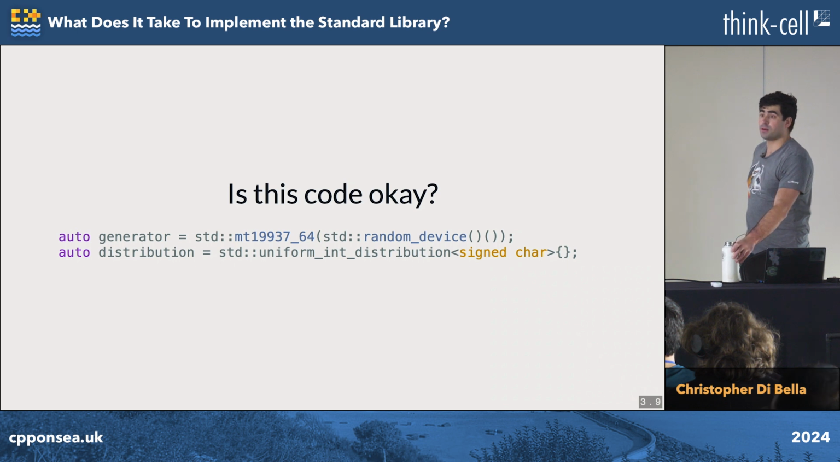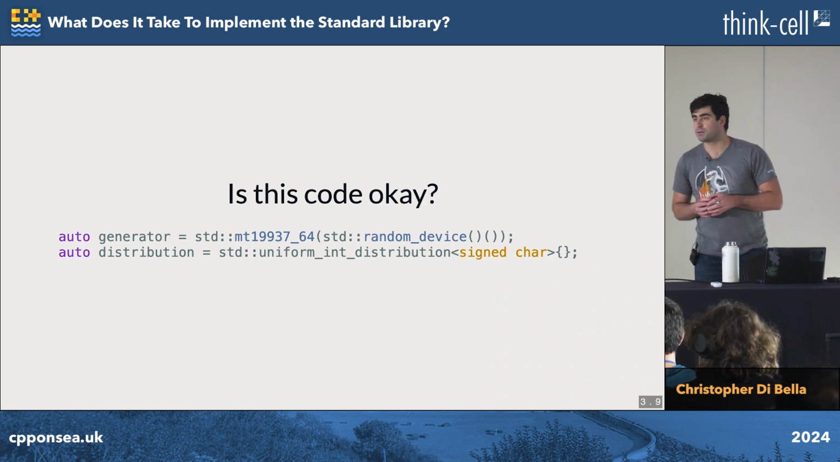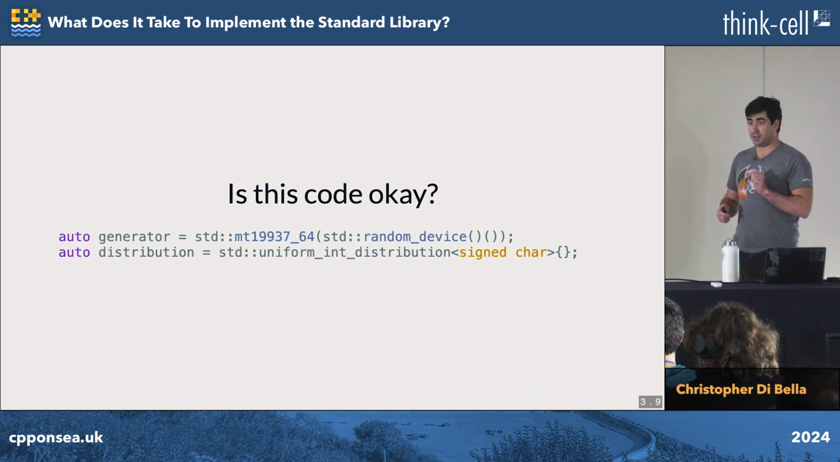I see a hand. The distribution hasn't been given a character? So the response is it's been given signed char. Shouldn't it be passed as an int instead of a character? Okay, so the question is, should that be an int or something? We'll come back to that in 30 seconds. But yes, you have homed in on the right point.